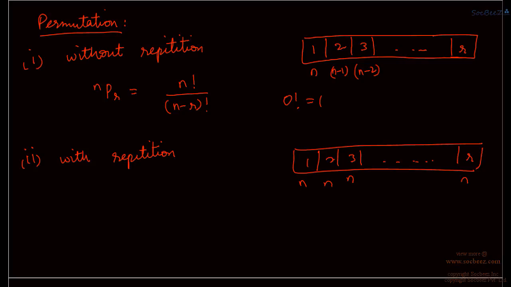Hence, the total number of permutations here is not nPr, it's directly n power r, right? So suppose I have 10 objects and I have only 2 slots. In the first one, I can fill the first slot in 10 different ways. I can fill the second slot also in 10 different ways. So I'll have nothing but 10 power 2, that is 100. Whereas in the first case, it would have been 10 into 9, because once I have exhausted my first thing, I have only 9 other objects remaining for the second slot. So it would have been 90. So here we see there are 10 more possibilities in the second case.